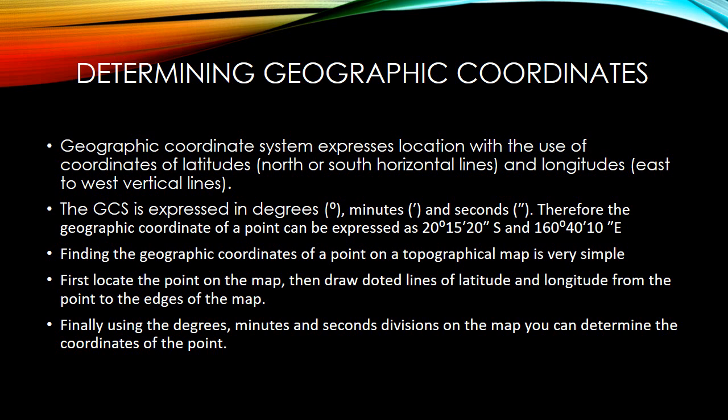Finding the geographic coordinate of a point on a topographical map is very simple. First, you have to locate the point on the map, then draw dotted lines of latitude and longitude from the point to the edges of the map. Finally, using the degrees, minutes, and seconds divisions on the edges of the map, you can determine the coordinates of the point.